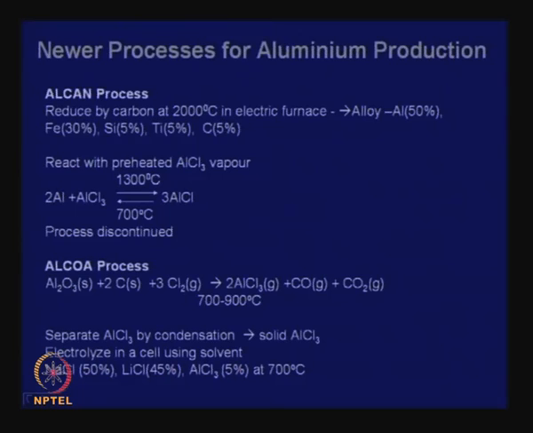Preheated aluminum trichloride vapor is made to react with impure aluminum, that alloy, and it is a reversible process. You produce monochloride, take it out, cool it, you produce pure aluminum. So, we take that impure aluminum as that alloy with iron, carbide, etcetera, react with aluminum trichloride, form monochloride, separate that monochloride, cool, and you get pure aluminum. That is what the alkan process is.